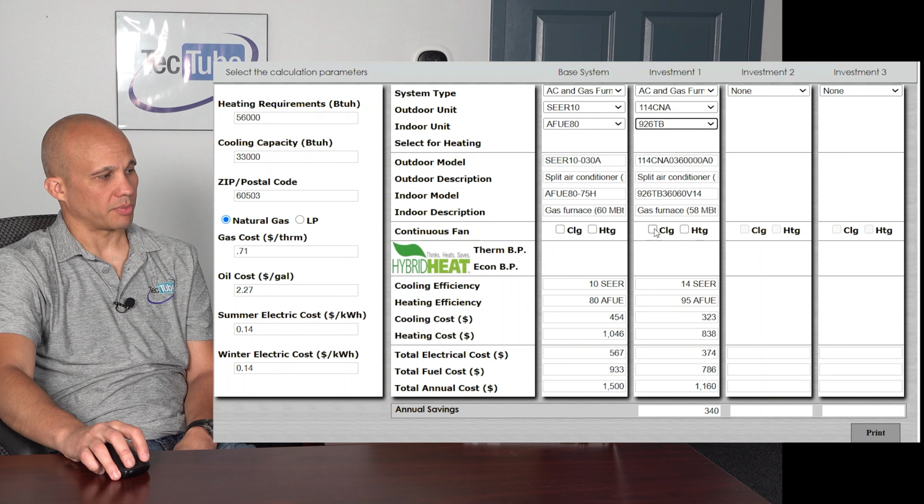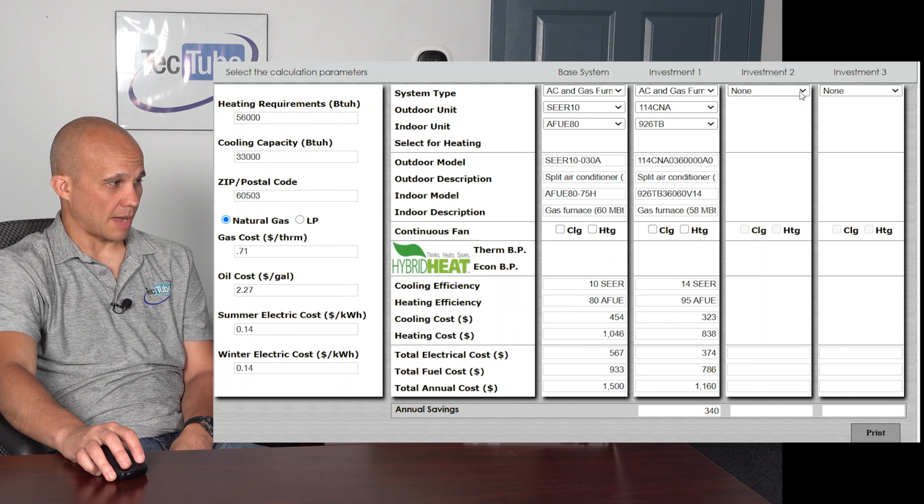By the way, I didn't mention it, but there are these check boxes for heating and cooling on here. That's if they run continuous fan. And if I do that, it does change the operating costs. Then I can offer them additional options on here.